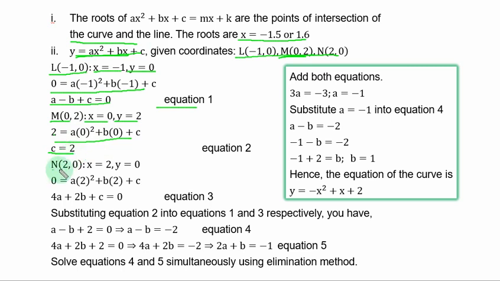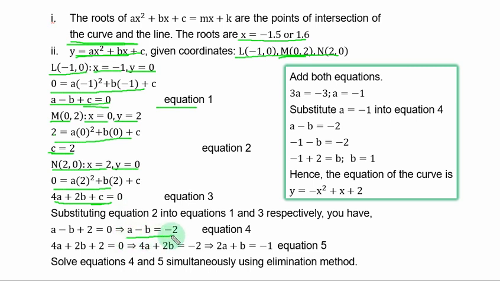The third coordinate, when s is equal to 2, y is equal to 0. If you replace the two values in this equation, you have this, and that is this. Okay, so you substitute equation 2 into equation 1 and 3. That is, you want to replace c equal to 2 in equation 1 and equation 3. So if you do that, you get this equation.